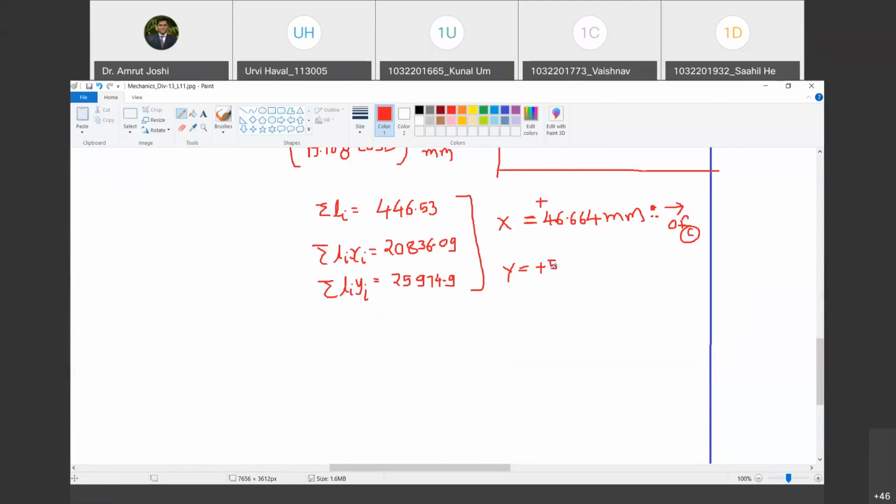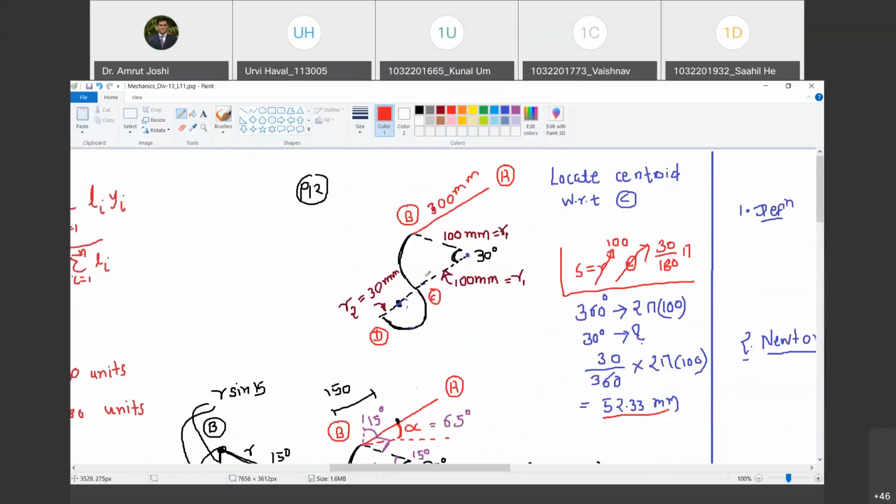58.17 mm. Therefore, the centroid lies above C. Do you agree with me? Yes, sir. So where is the centroid? यहाँ पे देखो, it is 46 point something on the right and 50 point something up. Are you with me? So the centroid is going to lie somewhere here.